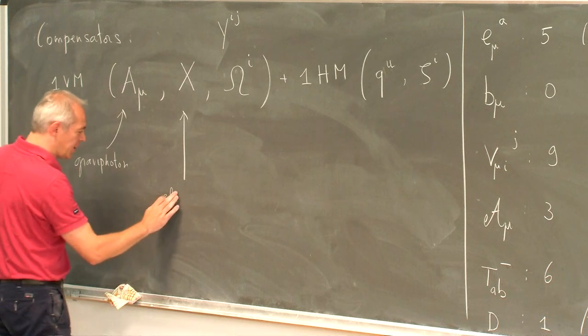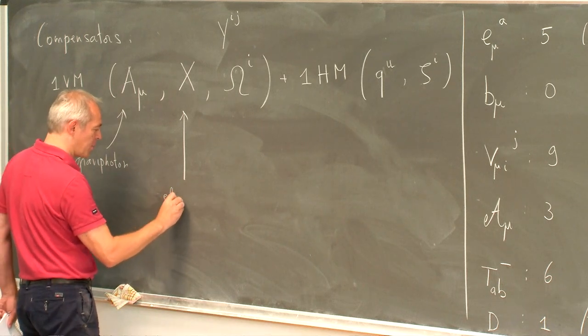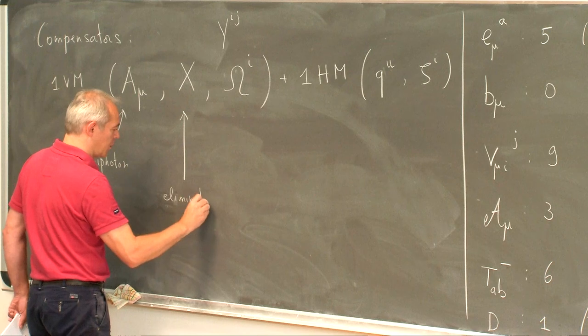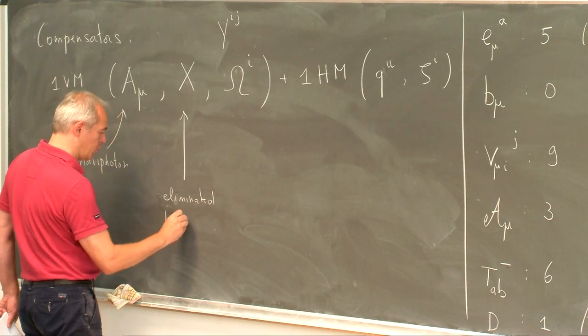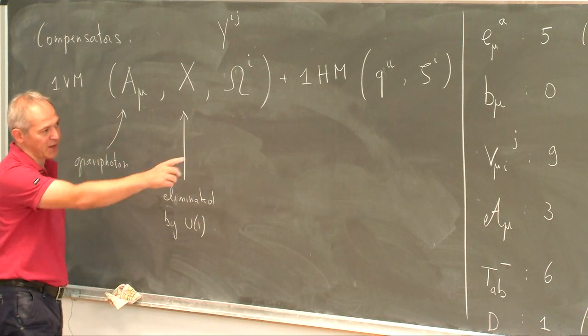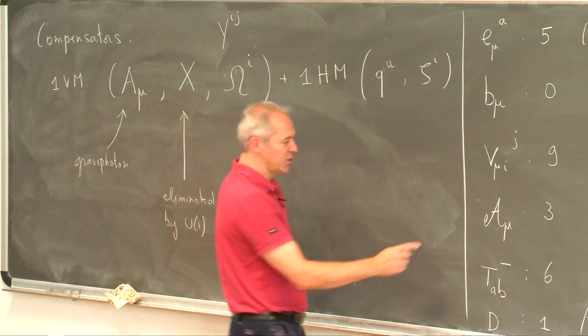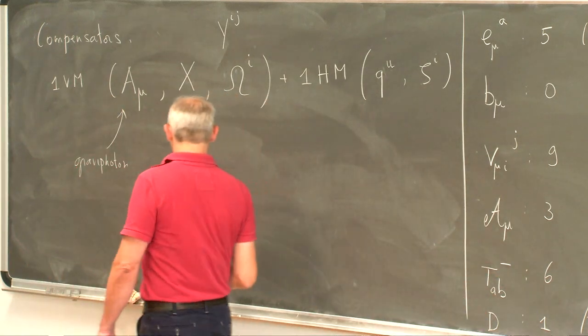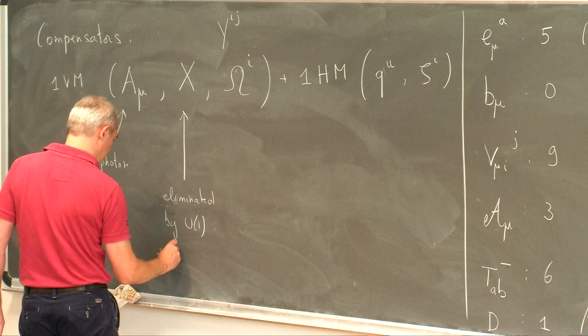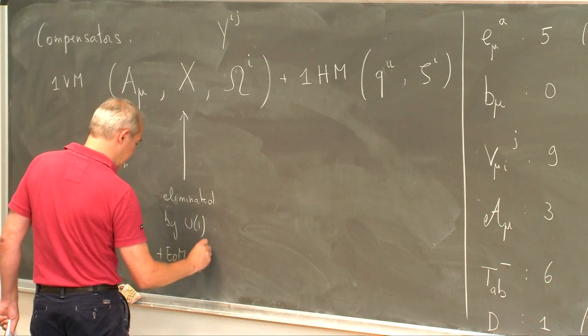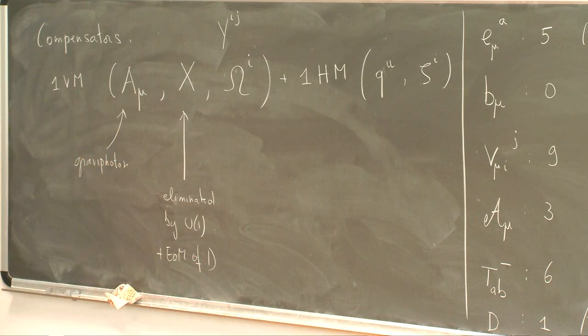So this one here is going to be eliminated by U1. I can gauge fix. I have local symmetries here, this U1 and the equation of motion of D. How the equation of motion of D comes about, I have not explained to you. I'm just giving here some counting arguments for how that all fits.